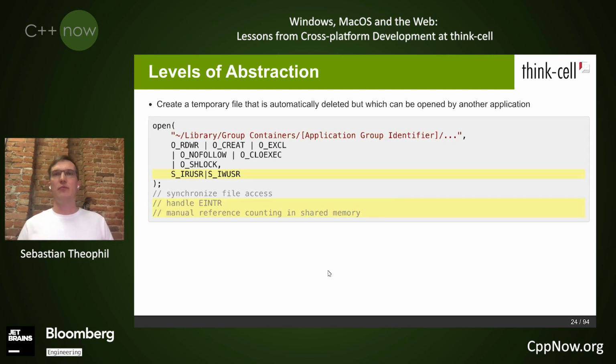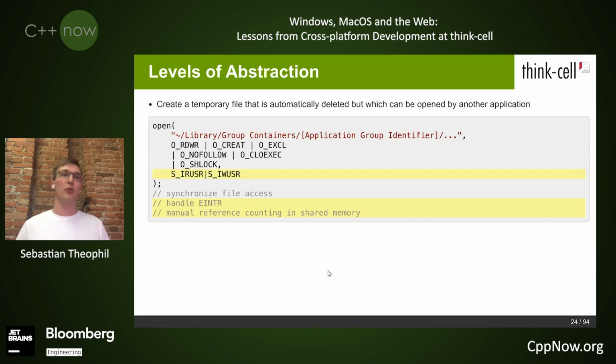Let's say we create a file. Now we create it in that application group subfolder because we're assuming that all the applications that access the file are part of our sandbox. We make it readable, writable by the current user only. And there are some macOS-specific things we now have to do. Maybe open can be interrupted by a signal, it will return an interrupt. We have to handle that. And then we can say, well, maybe we want to implement some manual reference counting mechanism in shared memory to clean up this file when we're done using it.